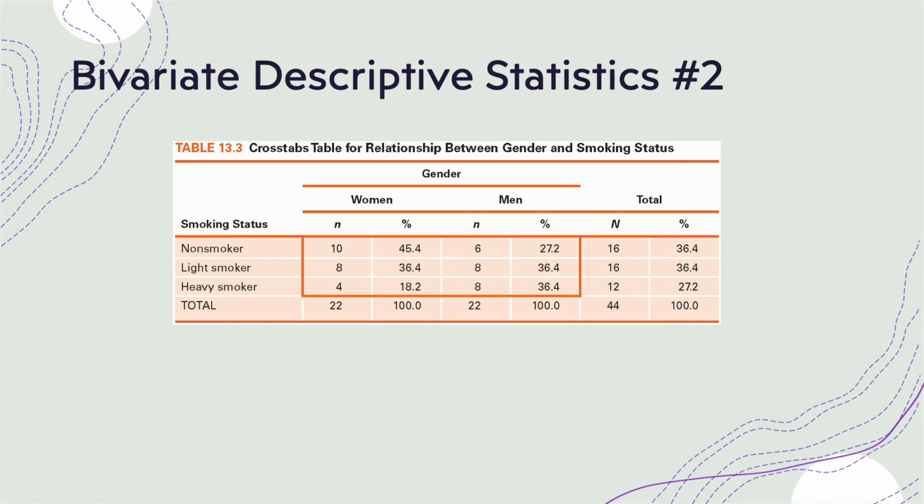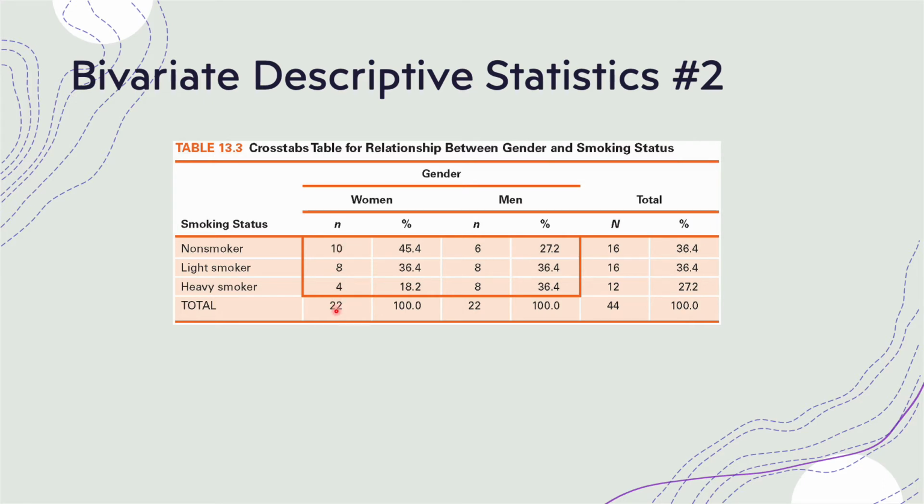Let's take a look at table 13.3 in your book, which is a cross-tabs table for relationships between gender and smoking. Gender, right here, is nominal data. They're just counting the number of men and the number of women. Smoking is ordinal data. They're looking at non-smokers, light smokers, and heavy smokers. See, this is ordered. Then they're just counting the number of people that identify with each of these groups, and they're giving that a percentage of the total.